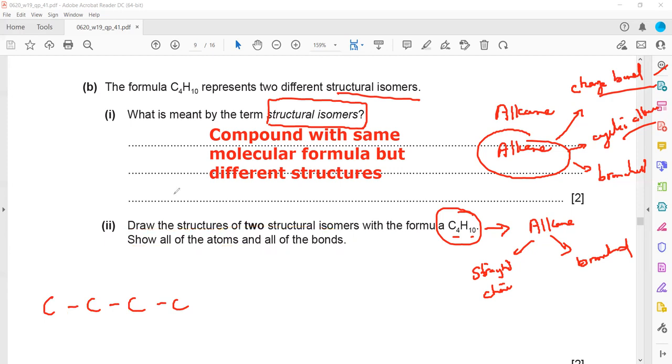That's why this will have 3 hydrogens. This will have 2 hydrogen. This will have 3 hydrogen. And this will have 2 hydrogen and the last one will have 3. And to draw a cyclic, we draw 3 carbon in a straight line and 1 as a branch.